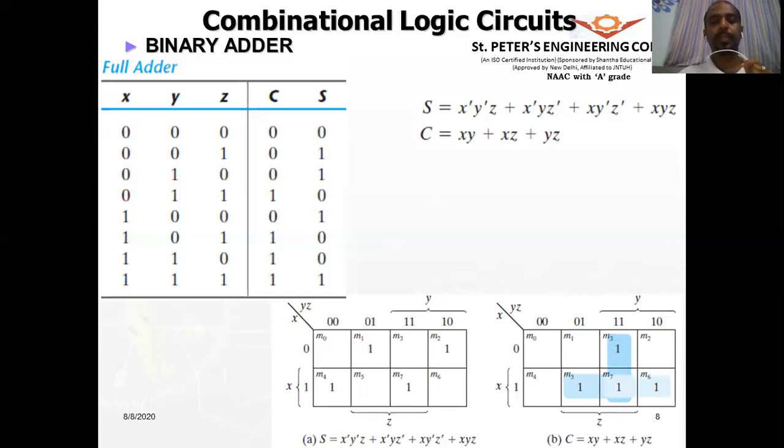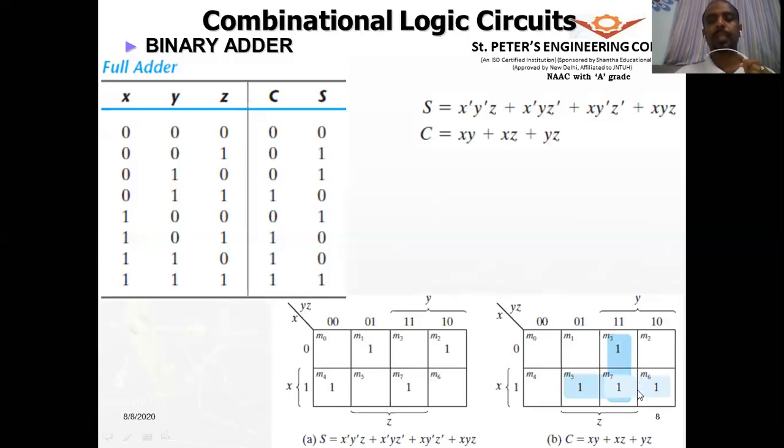When you see the sum, it is an XOR function, as you can see. So you can't group anything with each other. Whereas for the carry, grouping is possible. So this is one grouping, this is another grouping, and this is another grouping. You can do only grouping of 2 and not more than that, because though there are 4 ones, they are not present in a groupable form. So therefore, you can do only 2 groupings at a time.